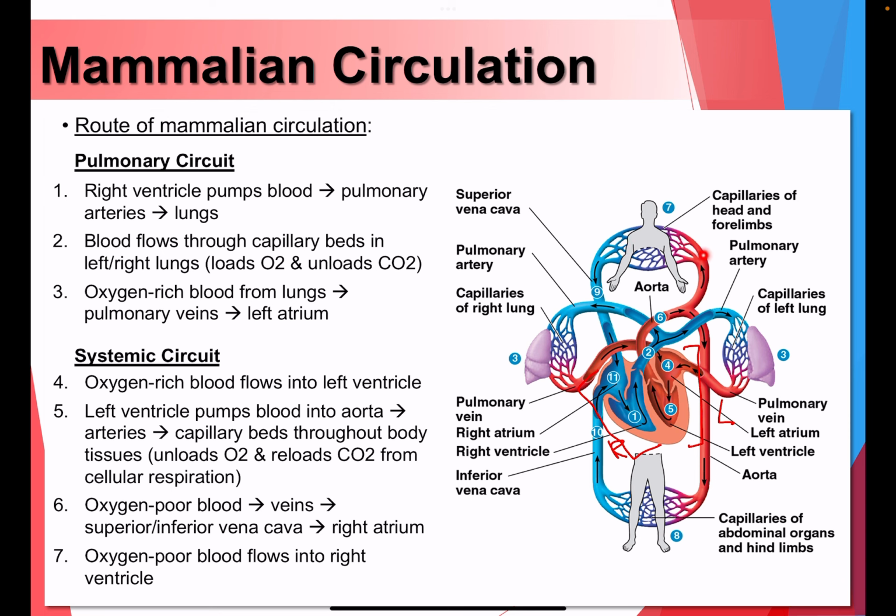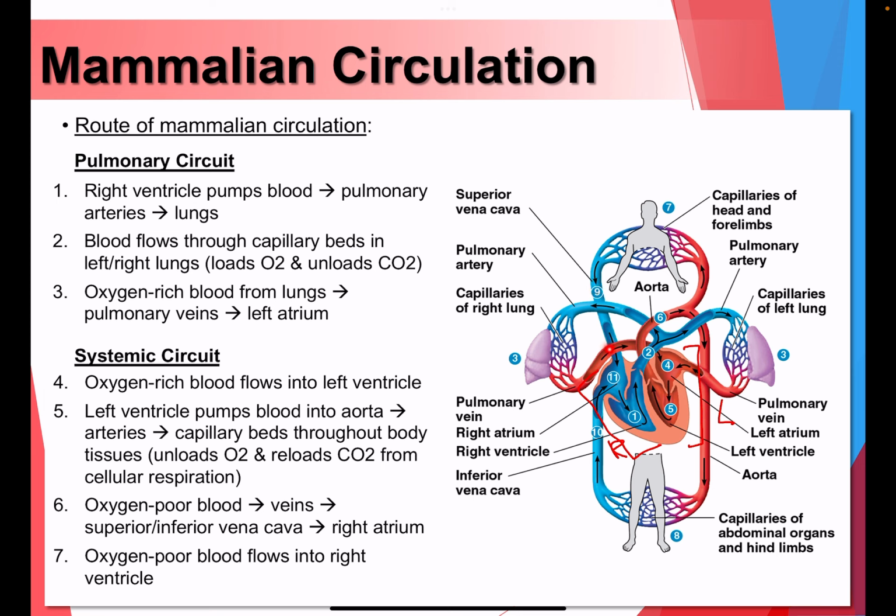So there are many arteries that will go through capillary beds throughout the body's tissues, whether in your head or your limbs, and they will unload their oxygen to your tissues and organs and cells, and load up the carbon dioxide that is a waste product from your cells, from cellular respiration. And then that blood coming out of the capillary bed is now oxygen-poor blood, because you just dropped off oxygen and just picked up carbon dioxide.